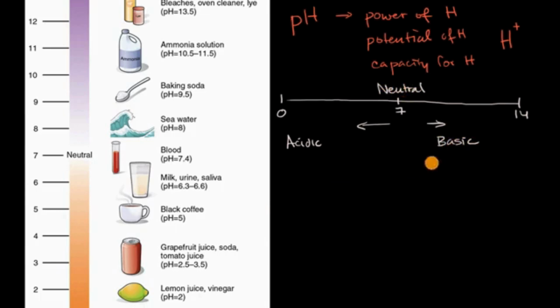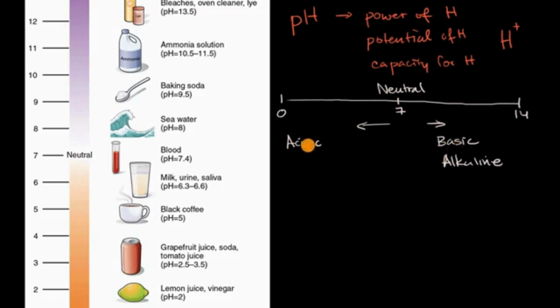Another term for basic you'll sometimes see is alkaline. And alkaline actually comes from Arabic for alkali, which was the word that ancient Arab chemists used for a compound that happens to be very basic by our modern definition.